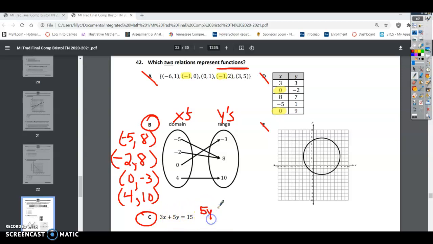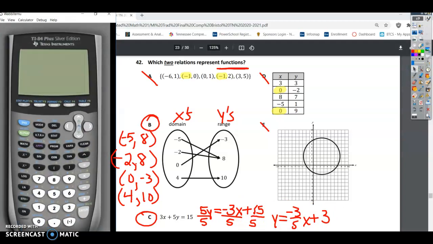So we'll have 5y. Let's subtract 3x to the other side. So we're going to have equals -3x plus 15. Divide everything by 5, and y equals -3/5 x plus 3. If we want to graph that and see that it passes the vertical line test, go to y equals.